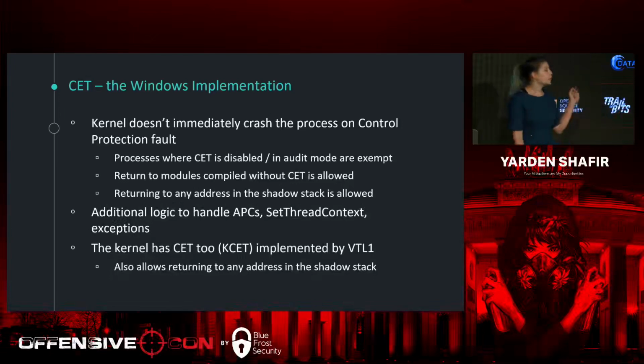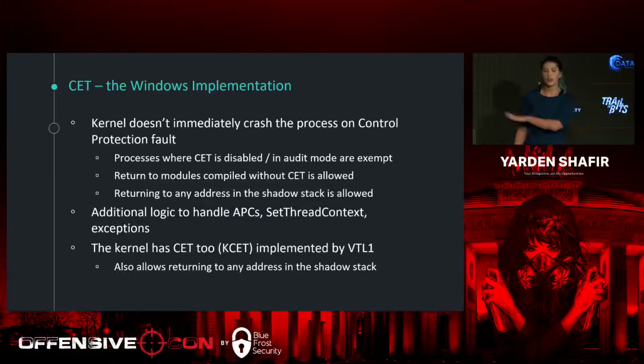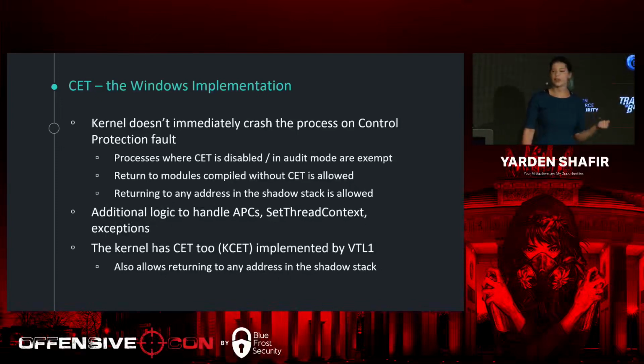By the way, I was talking about user mode CET up until now, but all these exceptions also apply to kernel CET. In kernel CET, which is only enabled if a hypervisor is running, the shadow stack is protected by VTL1, only the secure kernel can modify it, and all those exceptions still apply. Now, for user mode CET, there are all sorts of additional features to prevent exploitation through APCs, through set thread context, through exceptions and exception unwinding. Kernel mode CET also has some additional features implemented in VTL1, but that's out of scope for this talk, so I'll skip it.